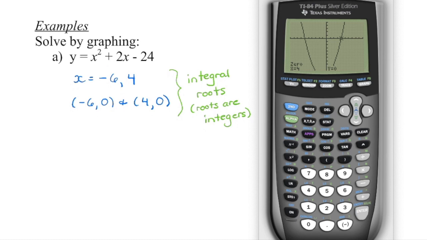And then we can always check to make sure that these will in fact satisfy this equation. So if I put a -6 back in for x, -6 squared gives me 36. 2 times -6 is -12. So 36 minus 12 is 24. Minus 24 gives me a y value of 0. So we know that this will be one of those x-intercepts. And then we can do the same thing. If I substitute a 4 in the place of the x, 4 squared is 16, plus 2 times 4 is 8, is 24. Minus 24 will give me a y value of 0. Because both of these are integers, they are what we call integral roots.